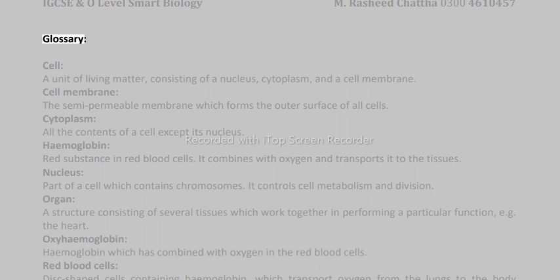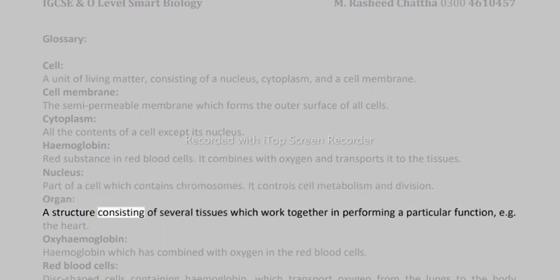Glossary. Cell, a unit of living matter, consisting of a nucleus, cytoplasm, and a cell membrane. Cell membrane, the semipermeable membrane which forms the outer surface of all cells. Cytoplasm, all the contents of a cell except its nucleus. Hemoglobin, red substance in red blood cells. It combines with oxygen and transports it to the tissues. Nucleus, part of a cell which contains chromosomes. It controls cell metabolism and division.